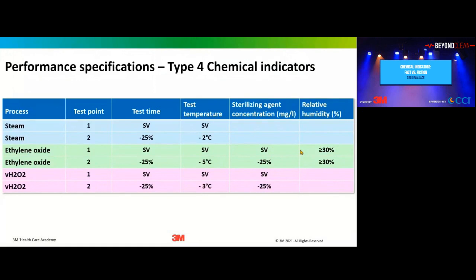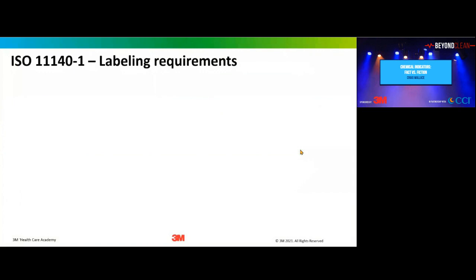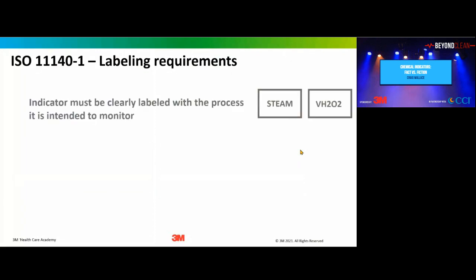So that standard, the chemical indicator standard, besides the performance requirements, also gives information on labeling. And this can be useful for you to know because, again, you're at the receiving end of the chemical indicator. You've got the labeling in there. And if the manufacturer is claiming compliance to the standard, they're saying, hey, this meets the standard, you can check and see if it meets the labeling requirements, because if it doesn't meet the labeling requirements, it doesn't meet the standard. So, for instance, it will say that the indicator must be clearly labeled with the process it's intended to monitor. It's like this in a box, so like a steam or a VHP or ethylene oxide. So there's a symbol there that must be shown on the labeling.